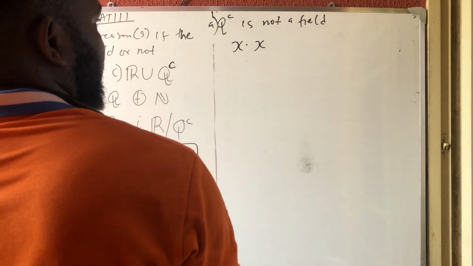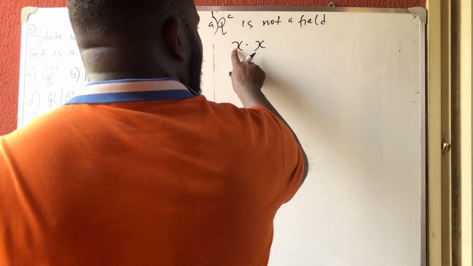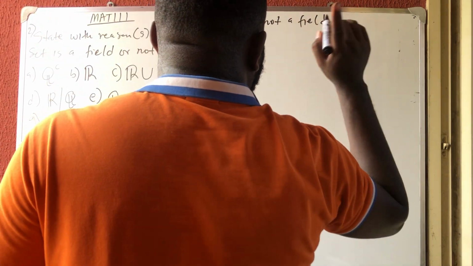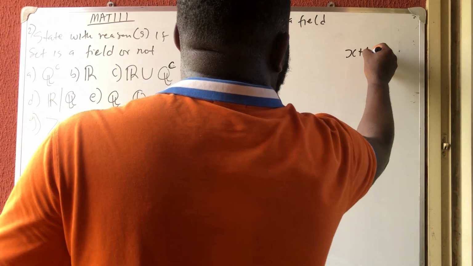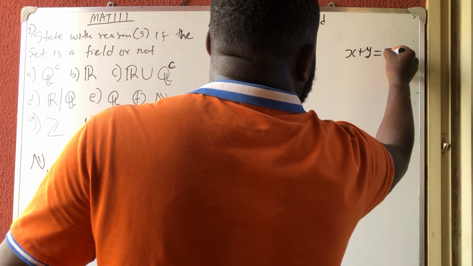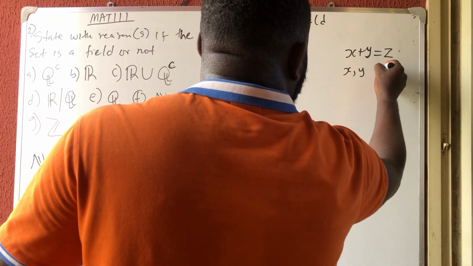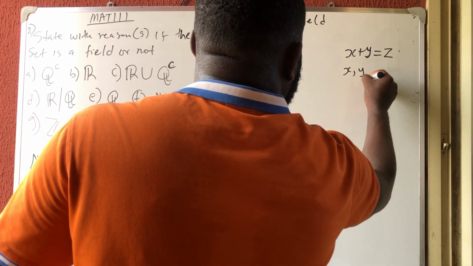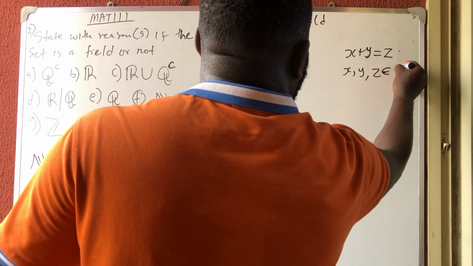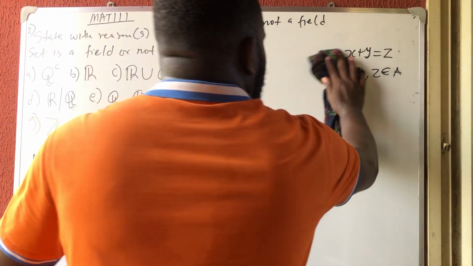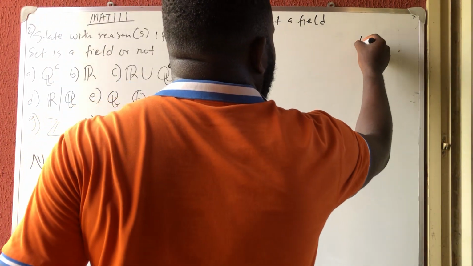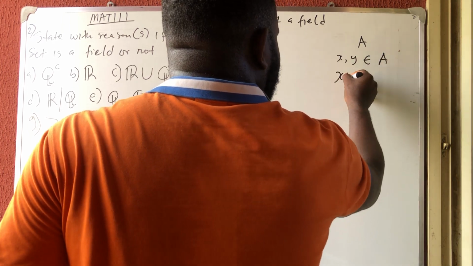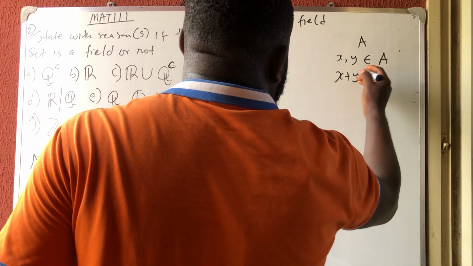must be closed. I need to even give you closure. Closure says that if the first law is closure, x plus y will give me an element z, and x, y, and z must all come from the set A. Closure means I have a set A. If I take 2 elements, x and y, which are elements of that A, and I add them, I must get an answer in A. Let me say that the answer I get is z.